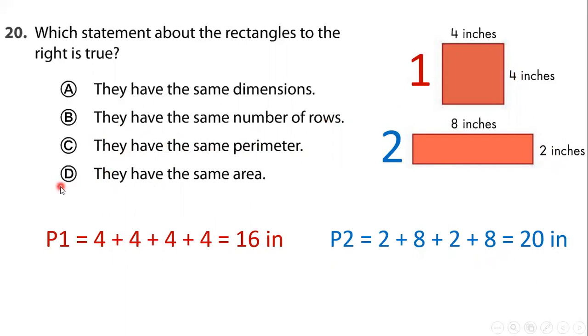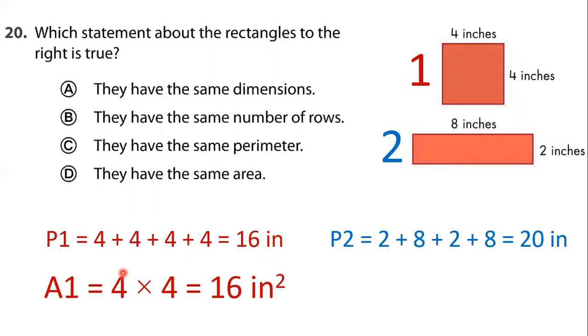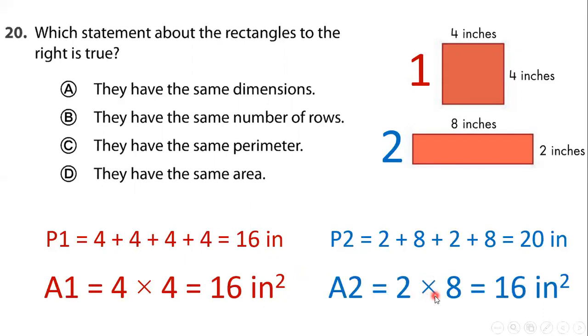D. They have the same area. The area of rectangle 1 is 4 multiplies 4 equals 16. And the area of rectangle 2 is 2 multiplies 8 equals 16 square inches also. So yes, they have the same area.